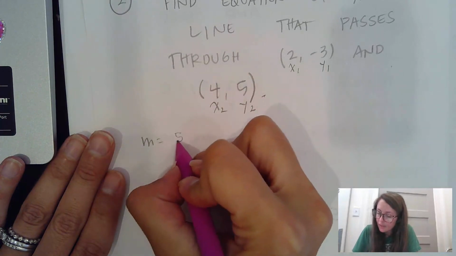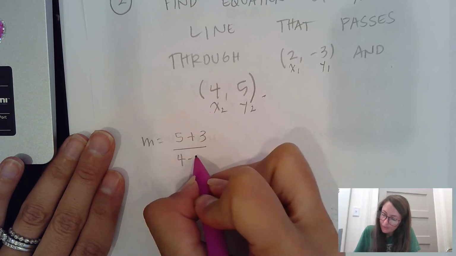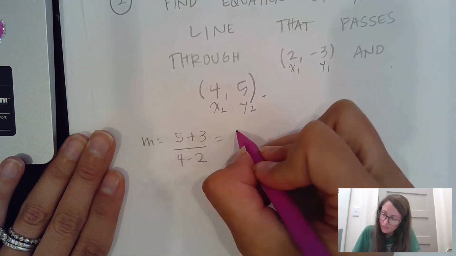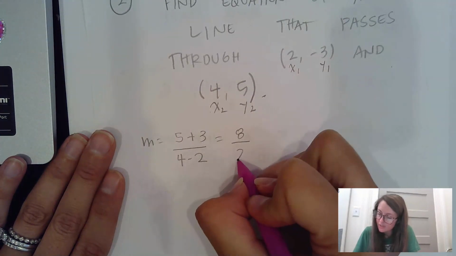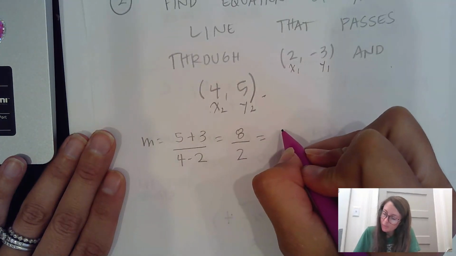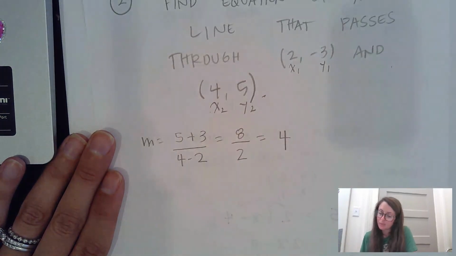So I'm going to have 5 minus negative 3 over 4 minus 2. So 5 plus 3 is an 8. Can't believe I just did that. 4 minus 2 is 2. Can't believe I made a slope that was a reduced fraction. So my slope is going to be 4.